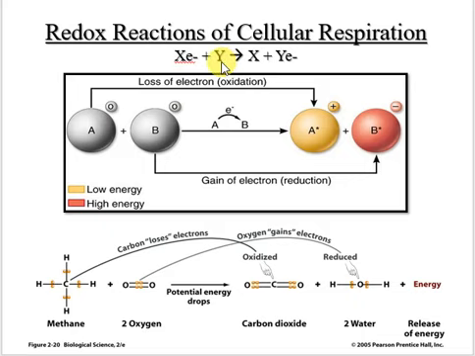Because Y is being reduced, it serves as the electron acceptor. We also say that Y, because it's gaining electrons, because it's being reduced, is the oxidizing agent, because it will oxidize X by removing the electrons from X. So the substance that is being oxidized is known as the reducing agent. The substance that is being reduced is referred to as the oxidizing agent.